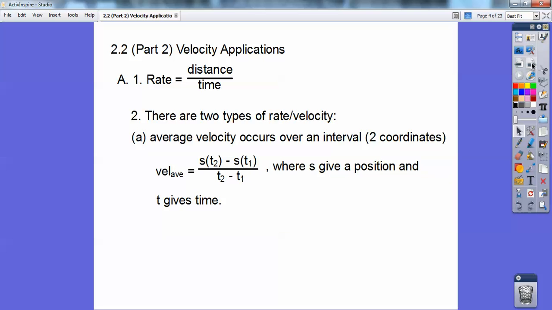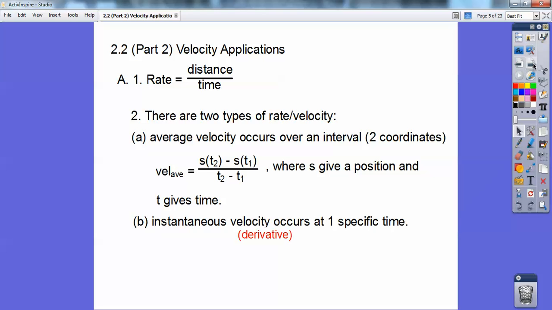One is the average velocity, and the average velocity occurs over an interval, over two coordinates, you guys, so two times. So you do S of t2 minus S of t1 over t2 minus t1. S is the position and t is your time right there. And instead of having f of x equals the equation, you're going to have S of t equaling an equation. All right, and then instantaneous velocity occurs at a specific time.